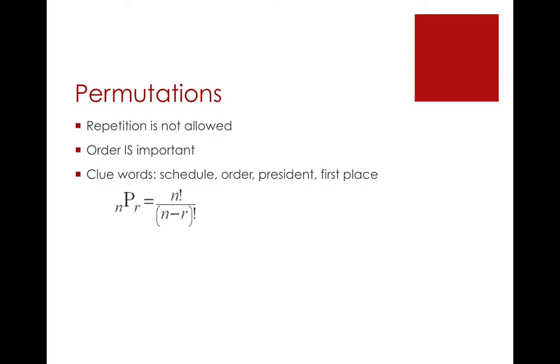What we mean by repetition is if we're pulling things from a group, we can't use the same thing twice. So for instance, if we're trying to pick out someone to be president of our club, they can't be both president and vice president. We have to have separate things.